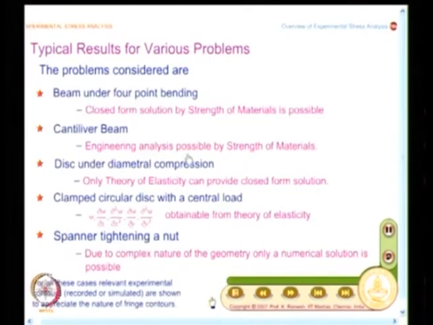Let us continue our discussion on overview of experimental stress analysis, and what we have primarily focused on in the previous class was typical problems for which you know the solution. We have looked at the kind of patterns you could get from some of the experimental techniques. The problems considered were beam under 4-point bending, cantilever beam, disc under diametral compression, and also clamped circular disc with a central load.